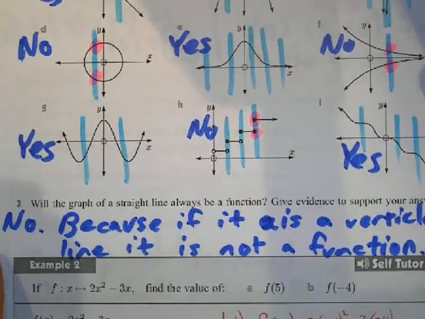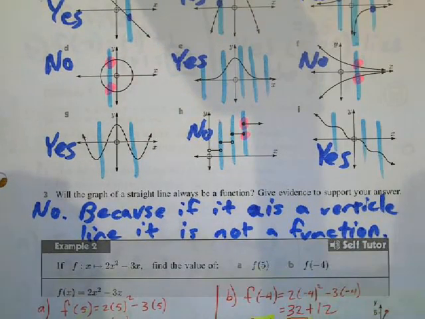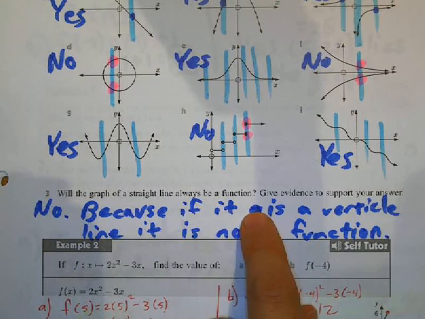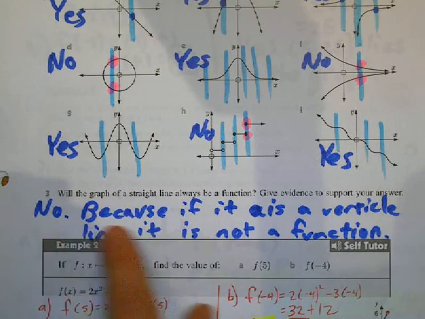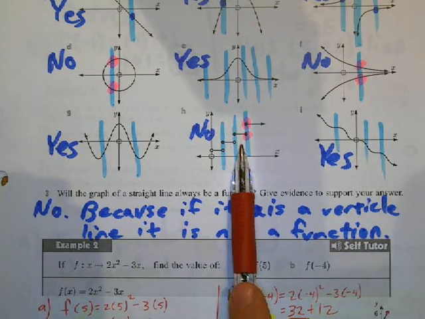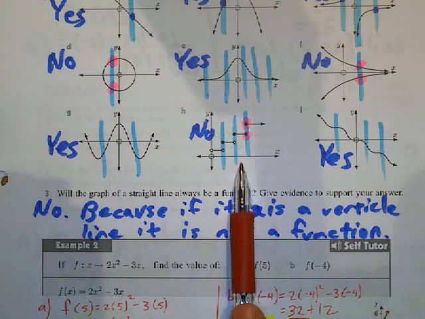Question 3. This is an important question, I would say. Will a graph of a straight line always be a function? And the answer is no, because if you draw a vertical line, that won't be a function. A vertical line can't be a function because there are more than one places where the vertical line goes through a vertical line. Okay.